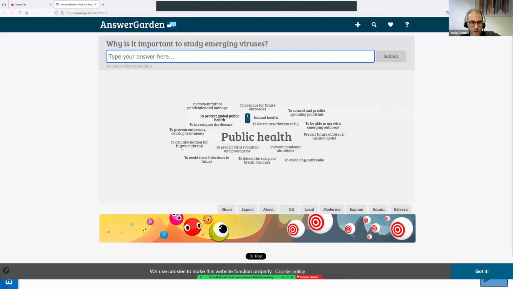What else? Yes, to develop vaccines. That would also be an important preventive measure. But essentially, it's all about public health and prediction, prevention, and restriction of outbreaks. Very good. Thanks so much.